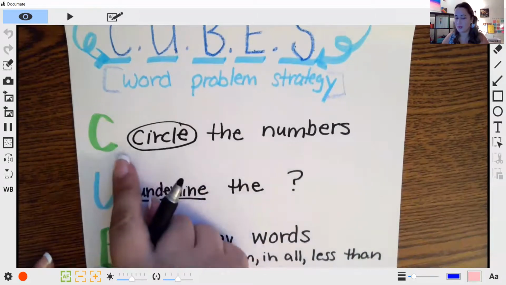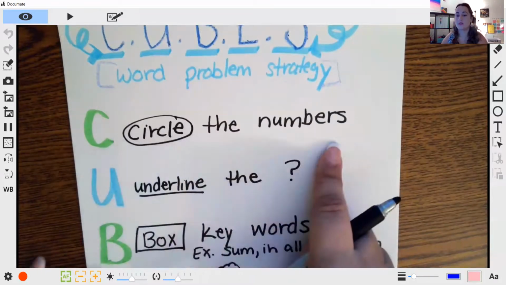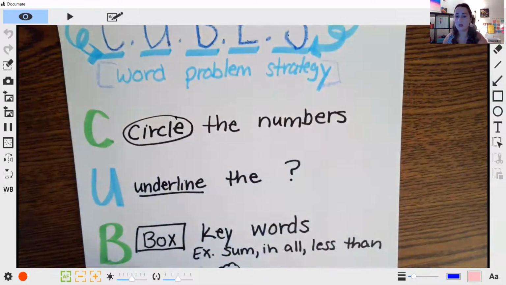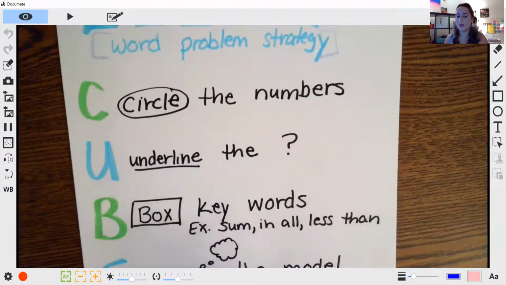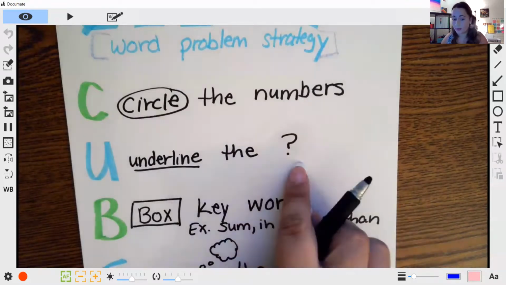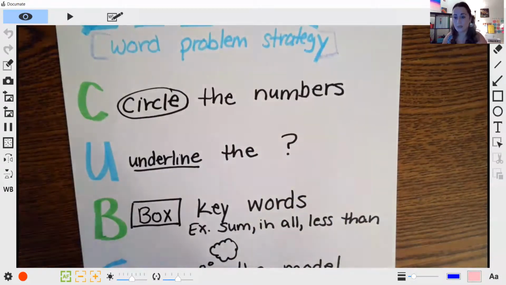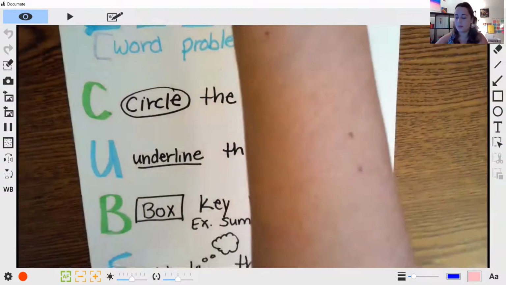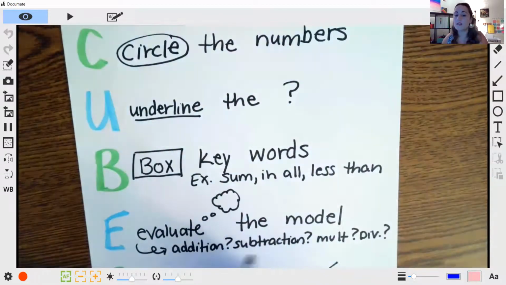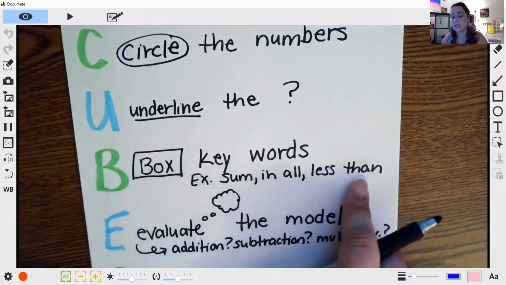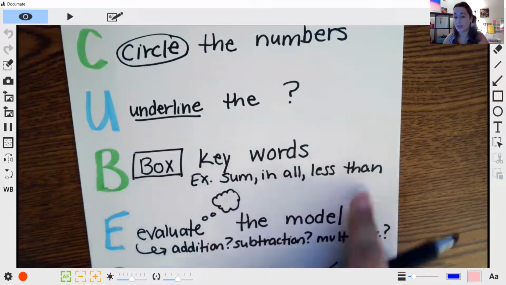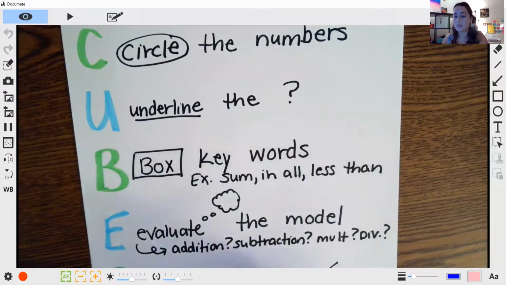So think about C.U.B.E.S. C, circle the numbers. So start there. Any numbers you see in a word problem, circle them. Underline the question, okay? So you're going to find the question. It's easy because you look for a question mark, right? And underline that whole sentence, okay? The third part is going to be box keywords. So words like sum or in all or less than. There's going to be more keywords than this that you might see. These are just 3 examples that I thought of, okay?